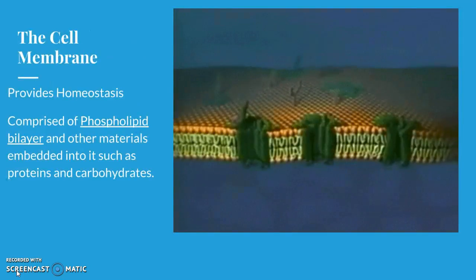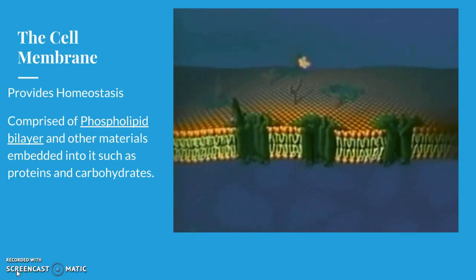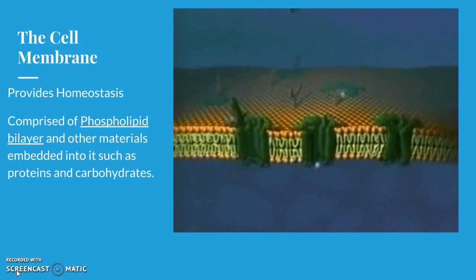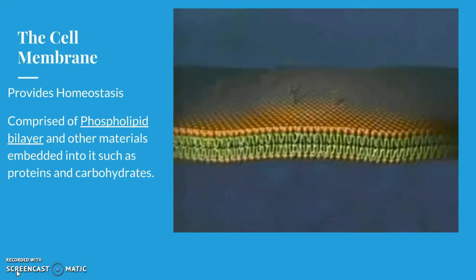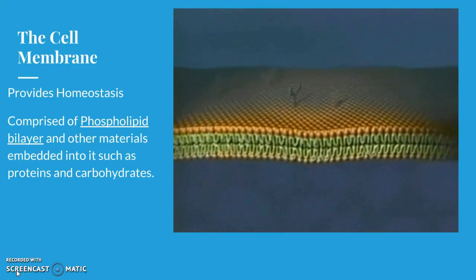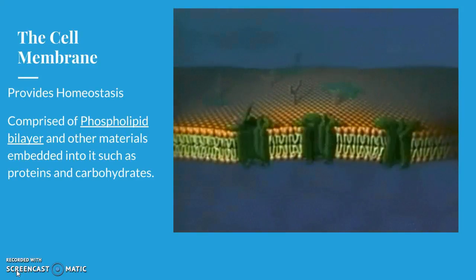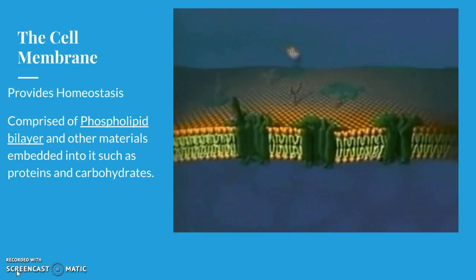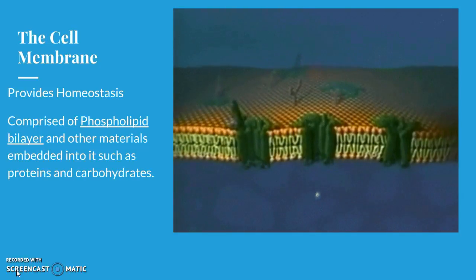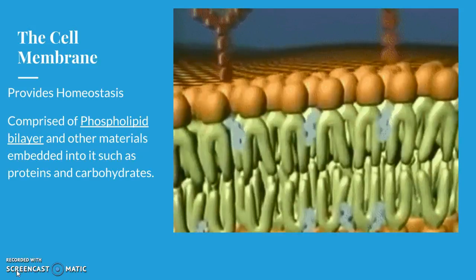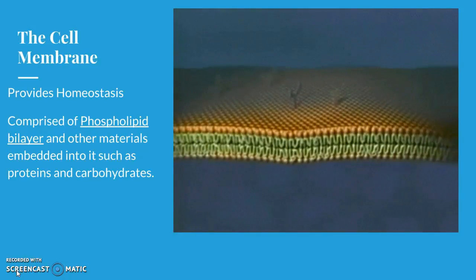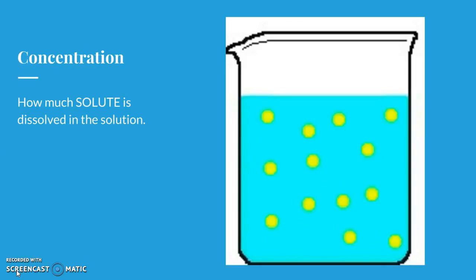As a reminder, the cell membrane is what's going to control how things move in and out of a cell. And so it's going to be very essential in active and passive transport. It's comprised of phospholipids in a bilayer, as well as proteins, those are the green blobs, and other things like cholesterol and carbohydrates.